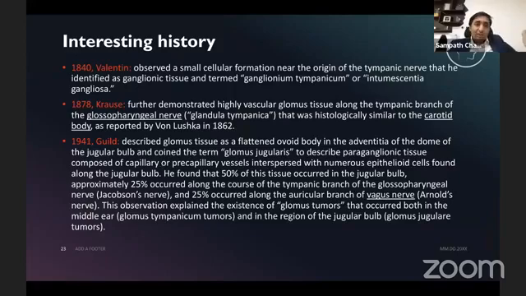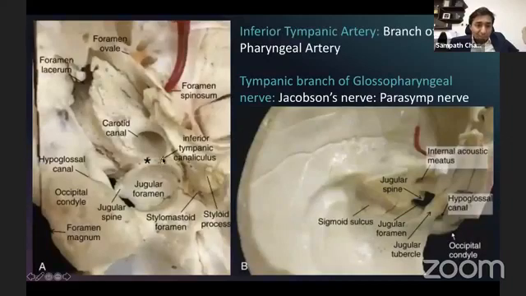I need to touch upon history. Now, in 1840, Valentin, these are all physicians, scientists of the era, observed a small cellular formation near the origin of the tympanic nerve that has been identified as ganglionic tissue, and termed it ganglion tympanicum, or intumescentia gangliosa. Okay, so he identified a ganglionic tissue near the origin of the tympanic nerve, that is around this point, during his dissections.